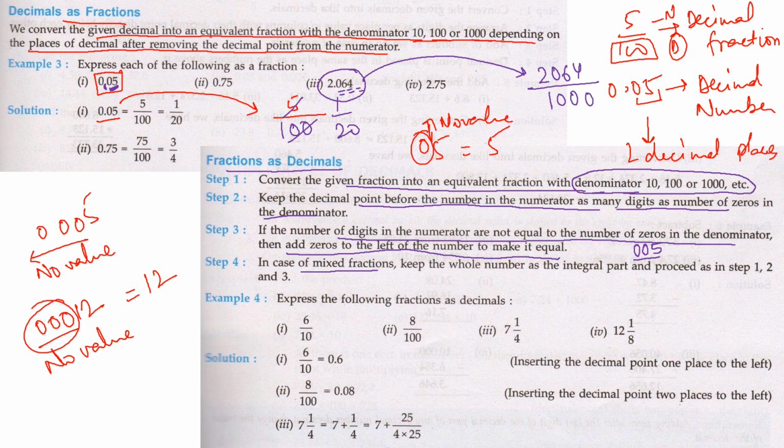In case of mixed fractions, keep the whole numbers as the integral part and proceed with steps 1 and 2. See the examples, you will understand. They are asking to convert these fractions to decimal. 6 by 10. So we'll write 6 as it is. And how many zeros? 1 zero. So this 1 zero will change to a decimal. 1 decimal place. And before this decimal, we will put a 0, inserting the decimal point one place to the left of the number.